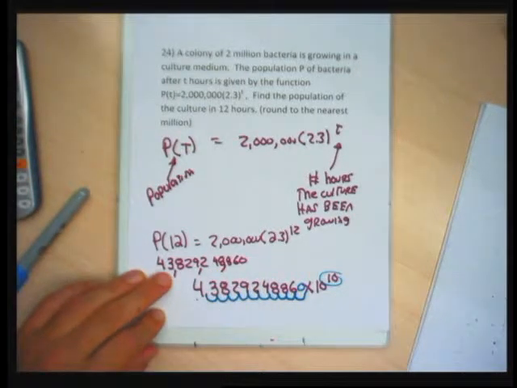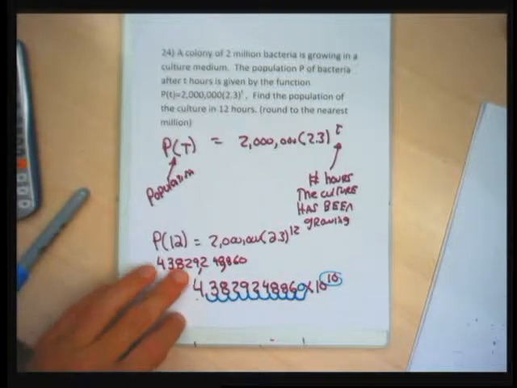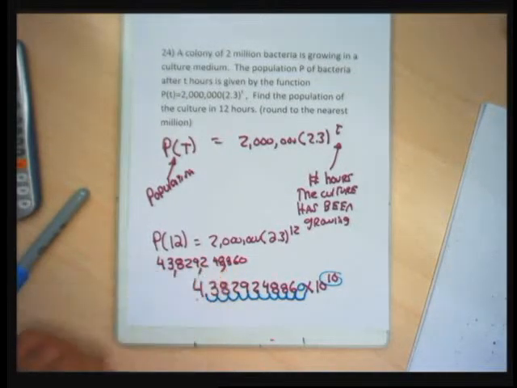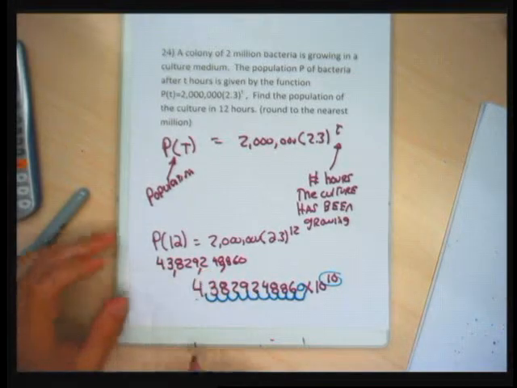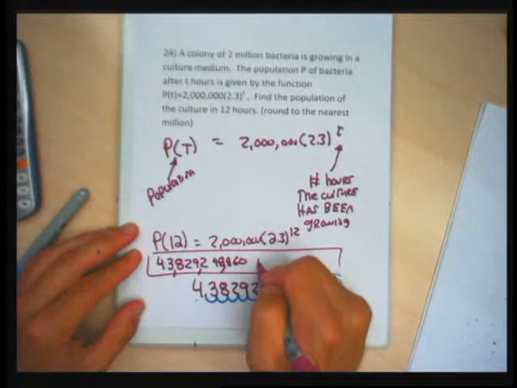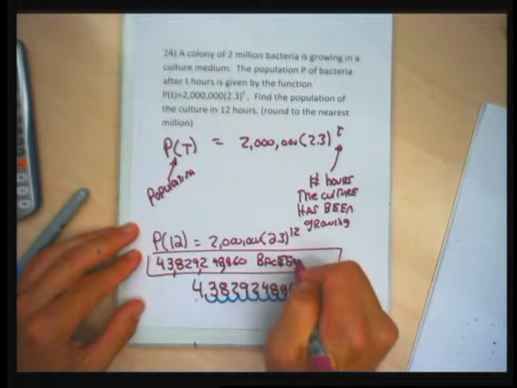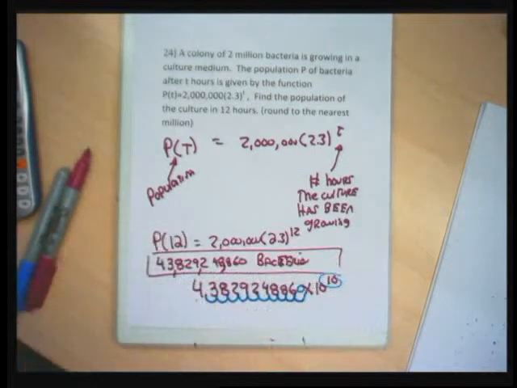43,829,248,860 bacteria. I shouldn't have that gap between the 2 and the 4 there, but it just happened. So this is the answer. That's how many bacteria. So we started off with 2 million bacteria, and after 12 hours we have 43 billion bacteria. Again, 24, although it's a friendly, easy problem, it's not going to be on your test, nor will 26.